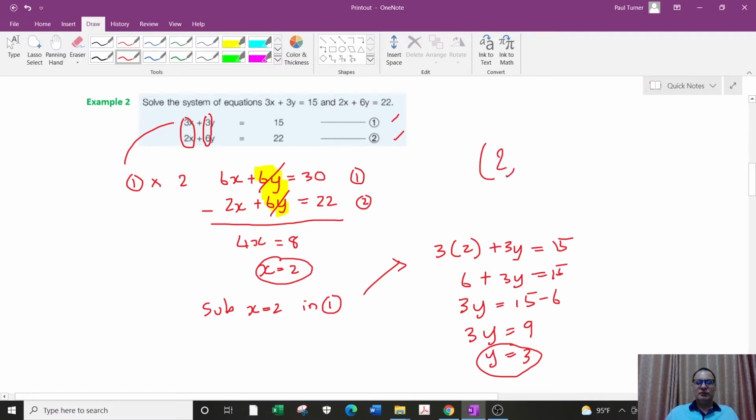So your final solution is 2. The first value is always x. And then the second value you write is 3. So that's your solution to this system of equations.